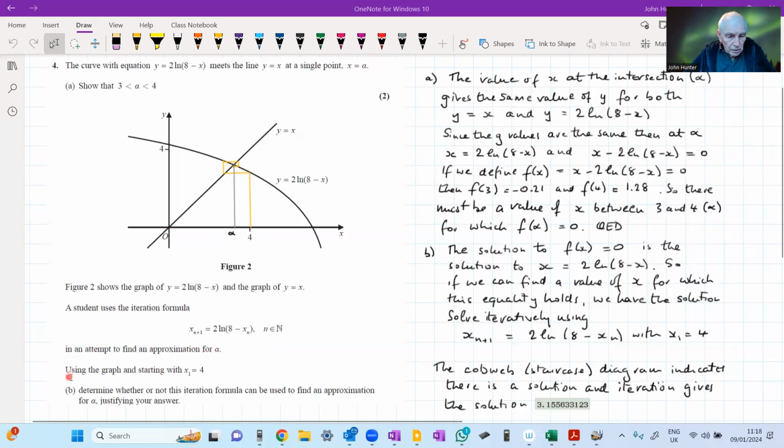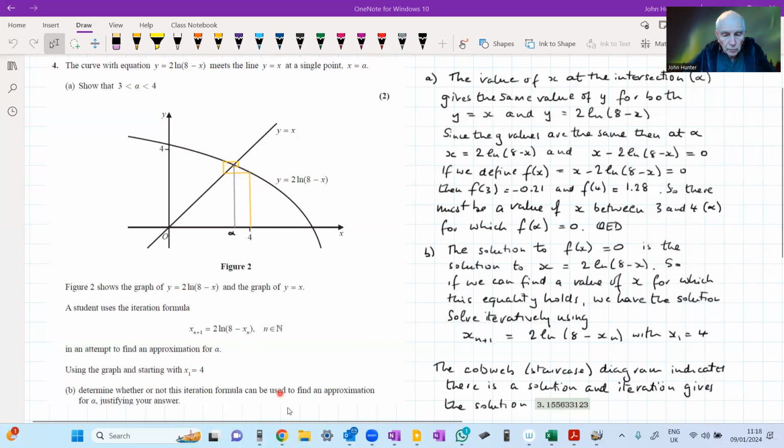It goes on and says, using the graph and starting with x1 equals 4, determine whether or not this iteration formula can be used to find an approximation for alpha, justifying your answer. Well, what it's really asking us to do is to draw this staircase diagram. I'm going to do that in a minute.